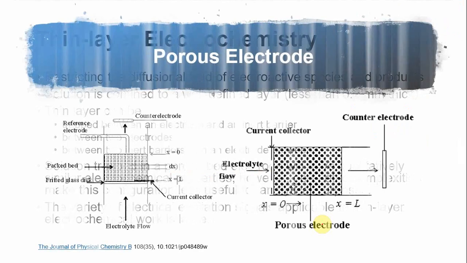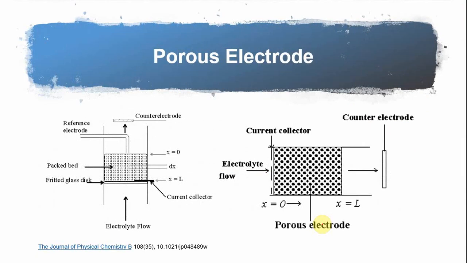Now we can have a look over here. For example, this is a kind of porous electrode. You have a counter electrode, then a reference electrode, and then there is a porous bed in terms of electrode, and the same is given in another view through which the electrolyte is flowing.